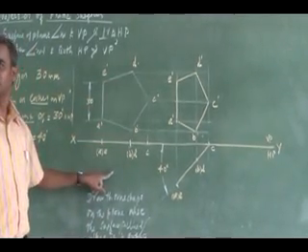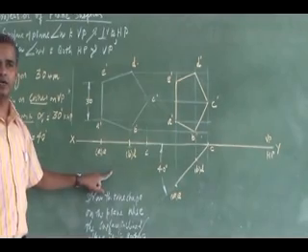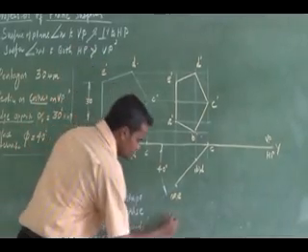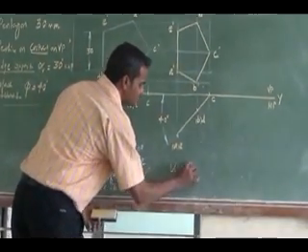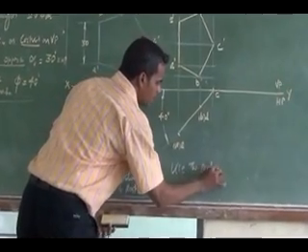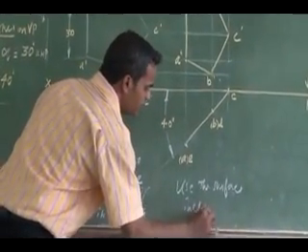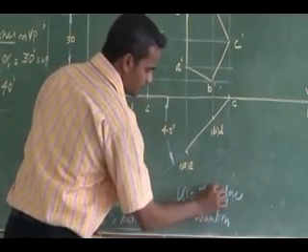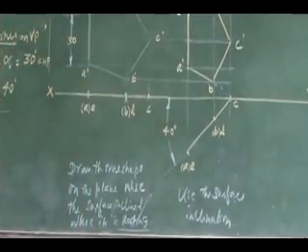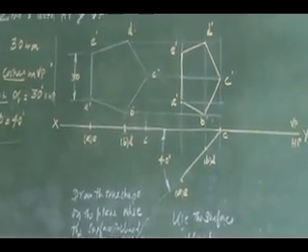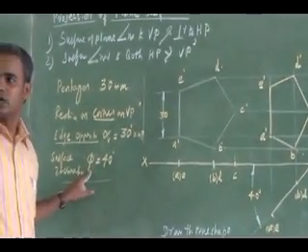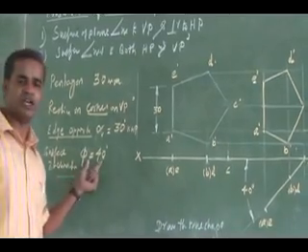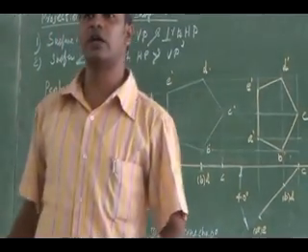In the first step you will obtain the top view here as a line. Then I am tilting the top view. In the second step, you have to use the surface inclination. The surface inclination was given finally: the surface is inclined at 40 degrees in your problem. It is given finally.